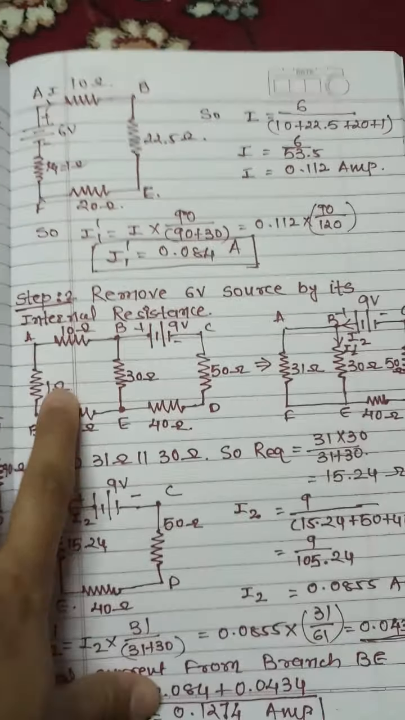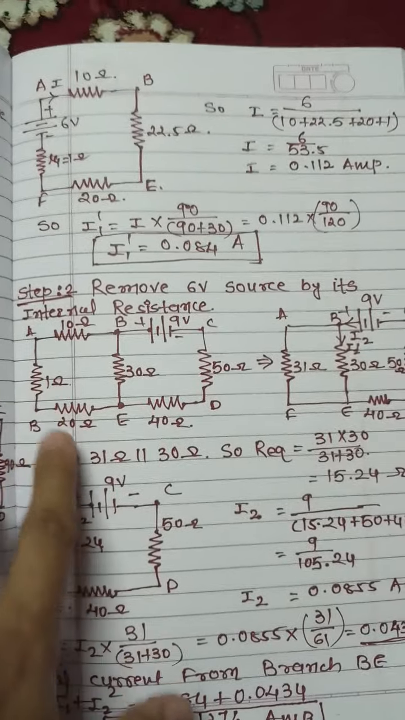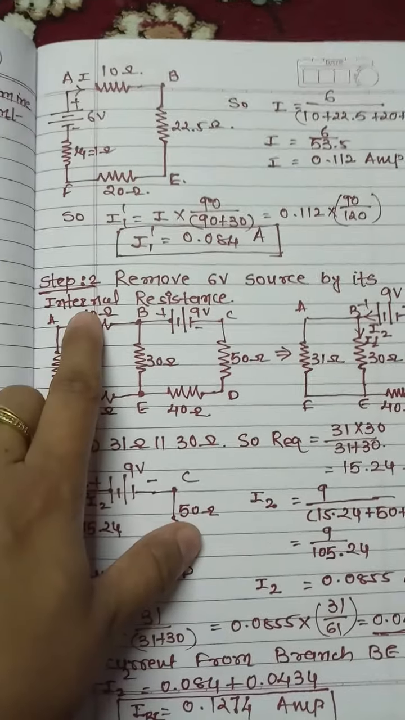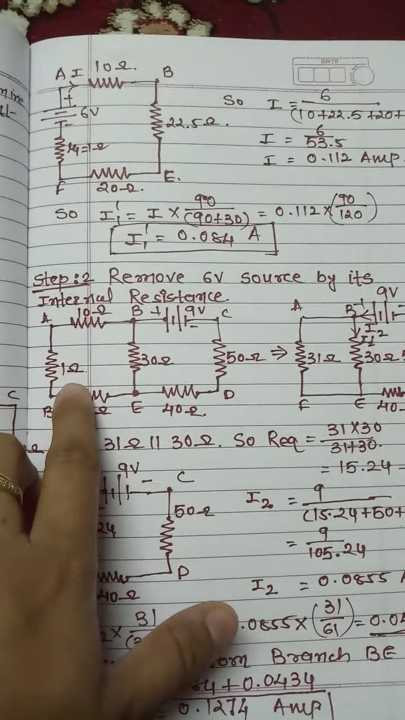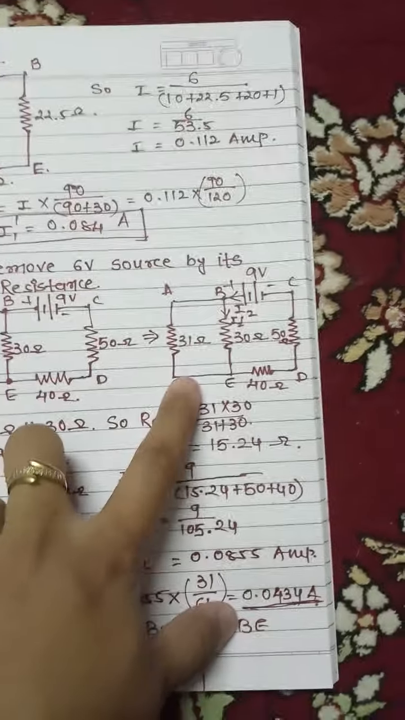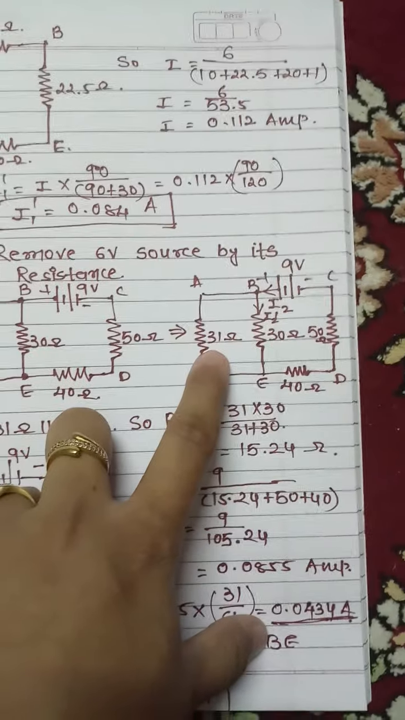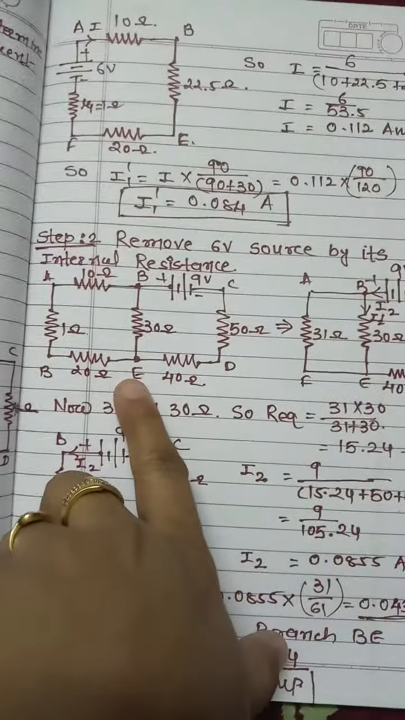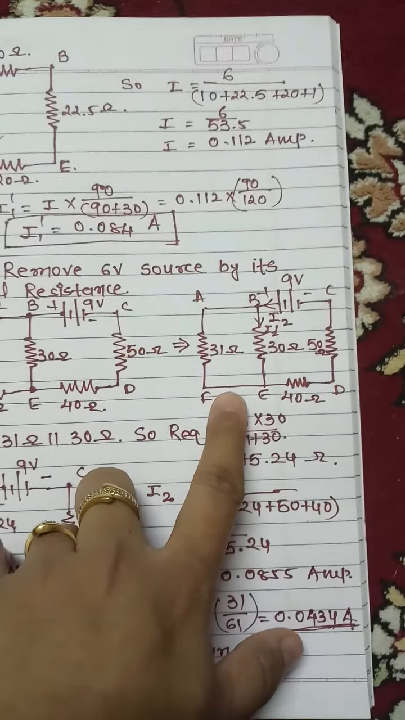Now see here, 10 ohm, 1 ohm and 20 ohm are connected in series. So 20 plus 10 is 30, 30 plus 1 is 31 ohm, which is the equivalent resistance. So our circuit will be like this: 31 ohm, here a 30 ohm, and here a 50 and 40. From this our circuit will be like this.